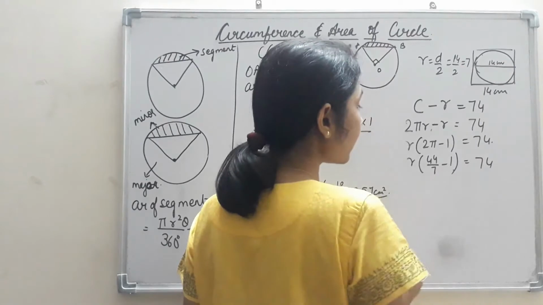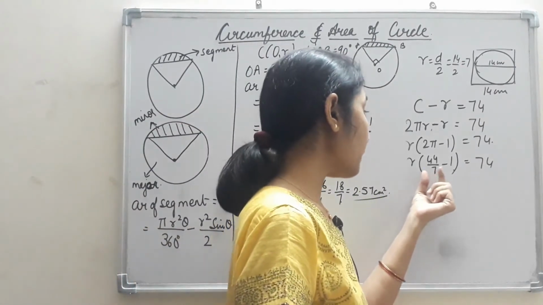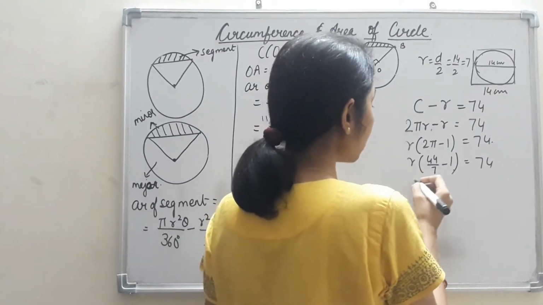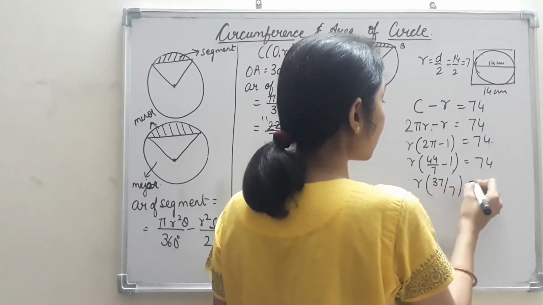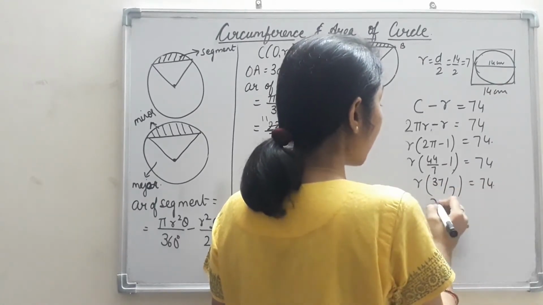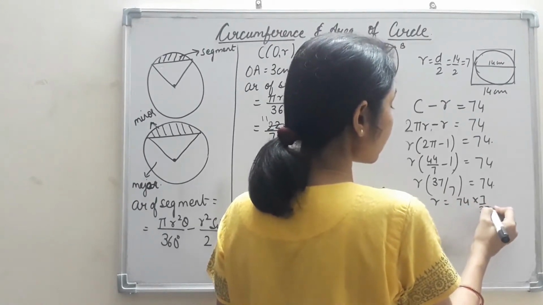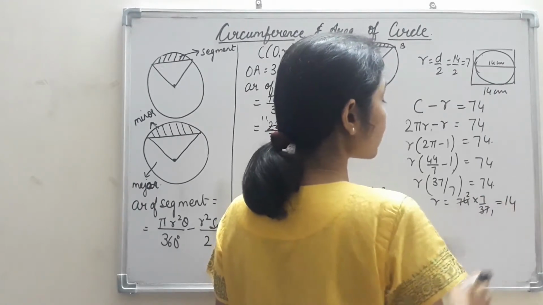Now if I take the LCM, then what do I get? LCM is equal to 7. So 44 minus 7 upon 7, that means it gives me 37 upon 7 is equal to 74. So r is equal to 74 into 7 upon 37. So 37 ones are 37 and 37 twos are 74. So radius I have got as 14.